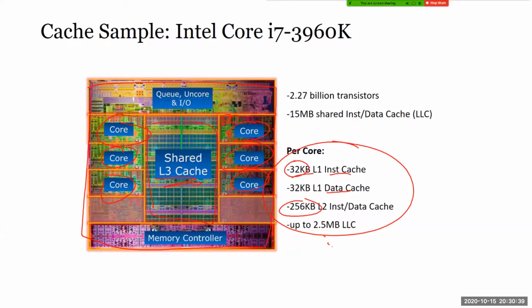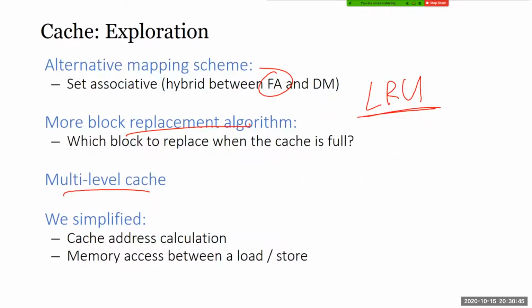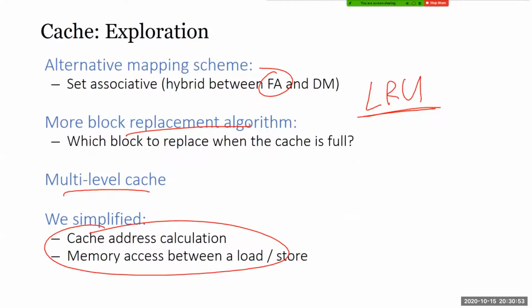This one has a smaller cache because you have many cores. The PC I'm using maybe has fewer cores, so it can have a bigger cache. And we did heavily simplify all this cache address calculation, the calculation I showed you before. So this is the whole idea of cache.